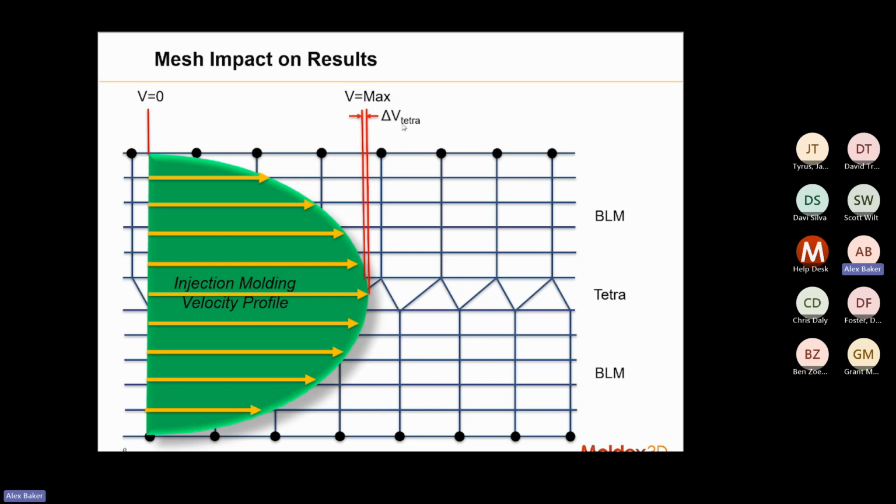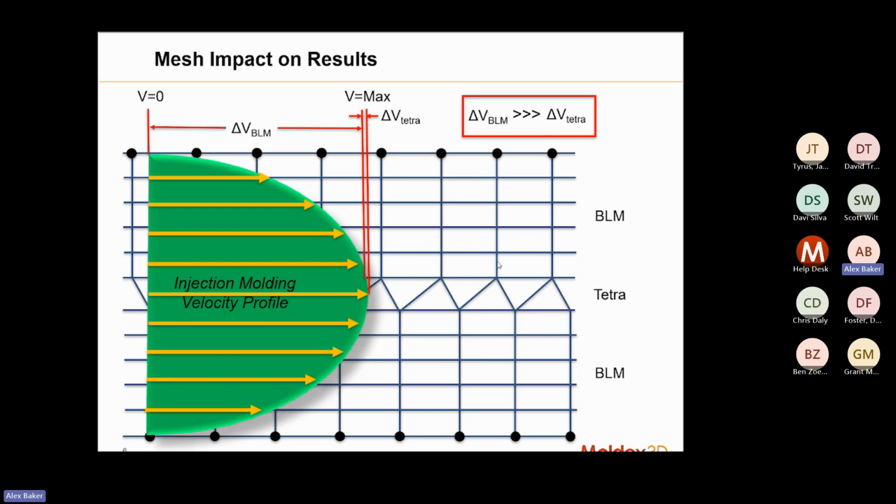But if we look at the change in velocity across the tetra layer, you can see I've actually been a little bit generous with how much change there is in velocity across the tetra layer versus how much velocity change there is across the boundary layer. You can see that the boundary layer mesh elements are calculating, or used to approximate, a majority of that velocity gradient. And that's why we use the meshing structure that we do.